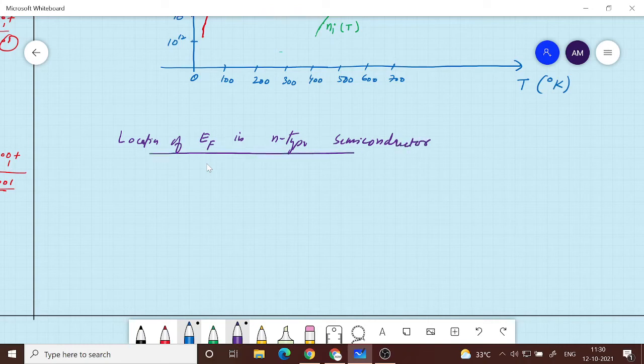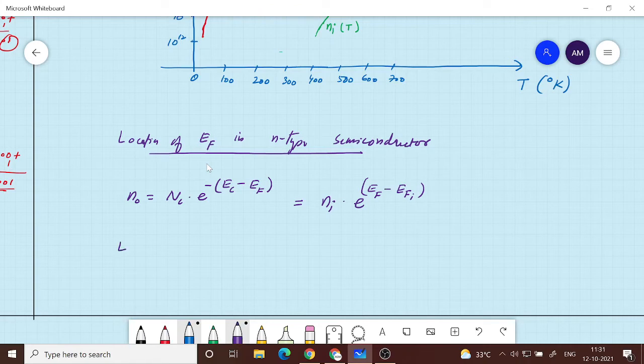Location of EF in an N-type semiconductor. We have two expressions. One is N0 is equal to Nc times e raised to minus (Ec minus EF) over kT. So if you know N0, you can find EC minus EF from this expression. Or you can write it as N0 equal to Ni times e raised to (EF minus EFi) over kT.